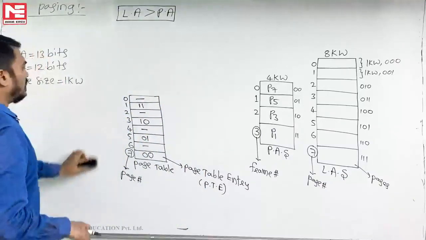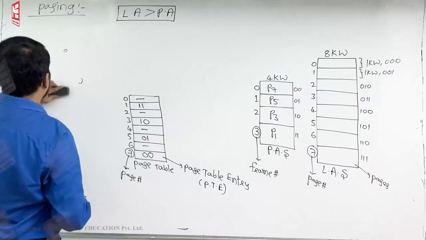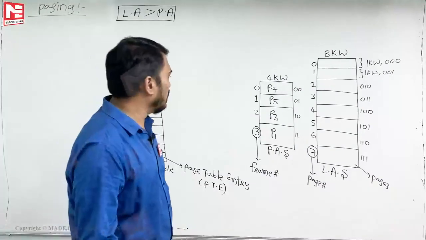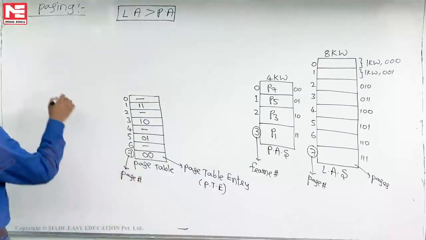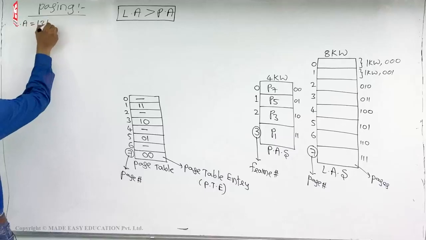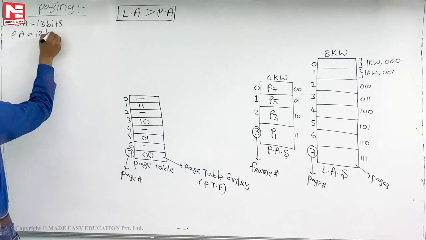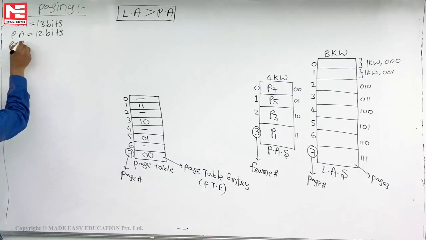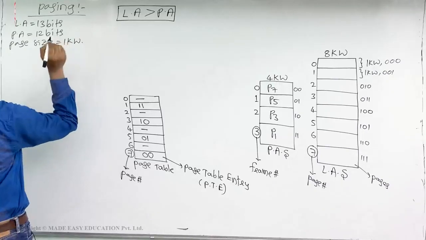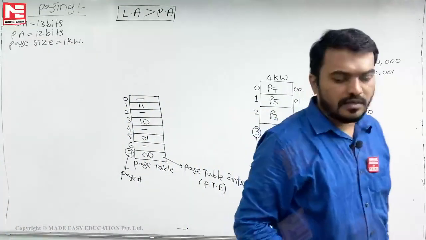Next, that is about page table. Is all that clear? Next, what I said here: CPU always generates what? Logical address. I told you clearly, CPU always generates logical address. Now I am writing here: logical address we assumed 13 bits, physical address we assumed 12 bits, and page size is 1 kilobyte.